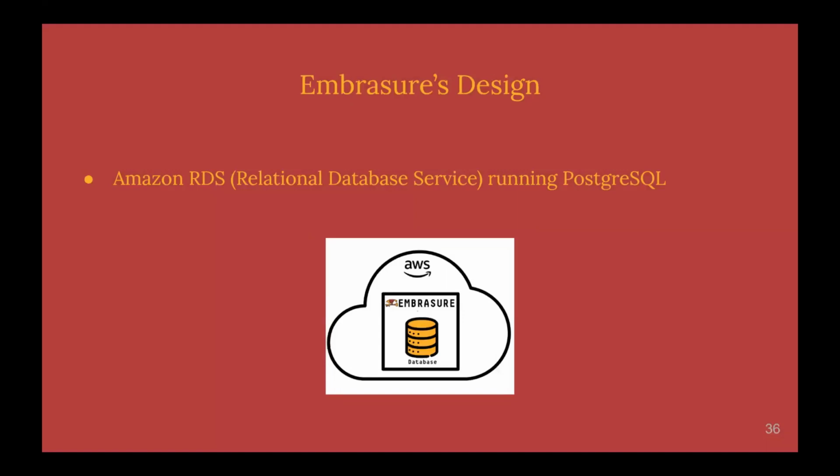Now that we understand where all of Embrasure's resources are stored, we can talk about the heart of its architecture, the database. We required an encrypted database that can store all of Embrasure's secrets. So we implemented a traditional SQL solution using an AWS RDS instance running Postgres.